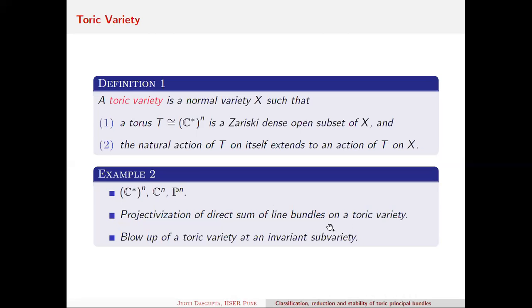A more non-trivial example would be to consider some line bundles over a toric variety, take the direct sum, and projectivize them. We again end up with a toric variety. Or if you blow up a toric variety at an invariant subvariety, the end result is again a toric variety.